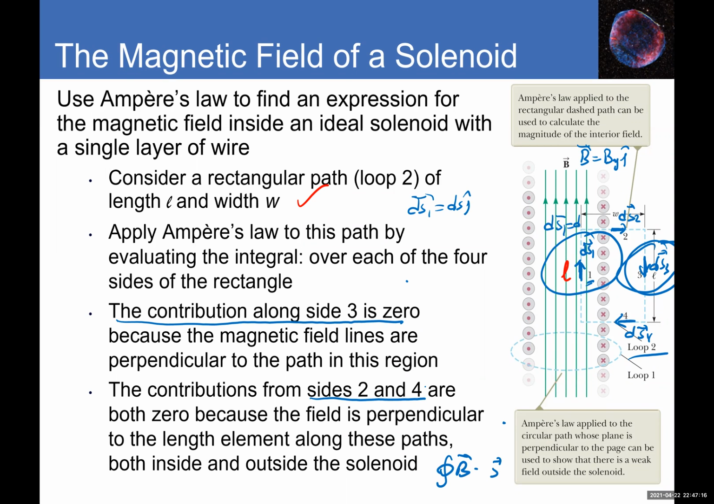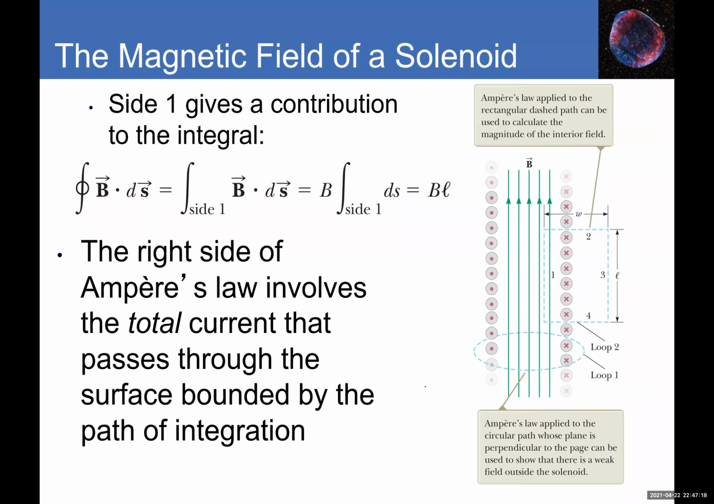That means the only surviving side here is side 1. And closed integral of B dot ds equals only, for side 1, B dot ds. But we just said magnetic field is constant and uniform in this region. That means along the entire path, magnetic field is constant. That means I can remove that, and it becomes integral of ds. This is just a path integration, so it becomes just BL.